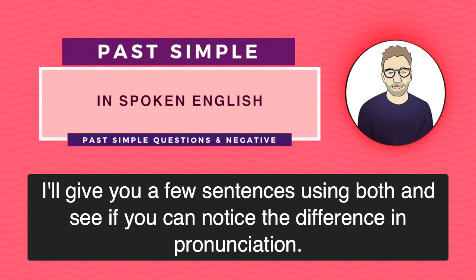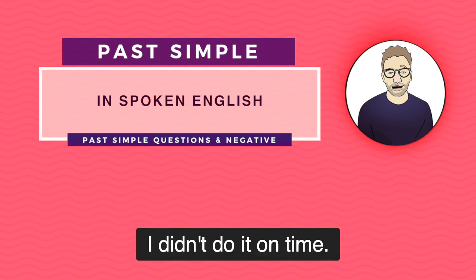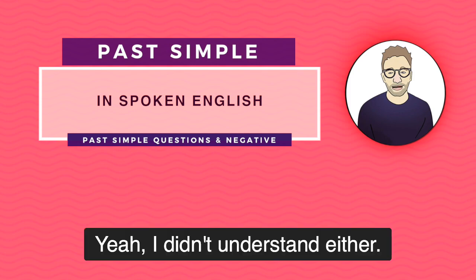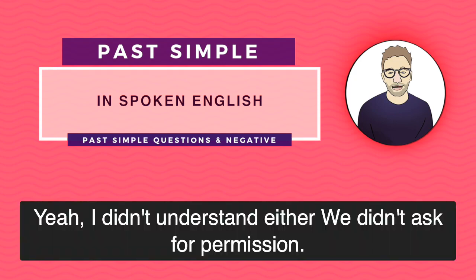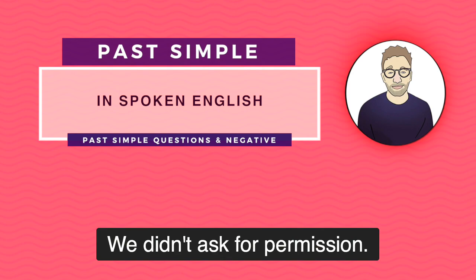I'll give you a few sentences using both and see if you can notice the difference in pronunciation. I didn't do it on time. I didn't do it on time. Yeah, I didn't understand either. Yeah, I didn't understand either. We didn't ask for permission. We didn't ask for permission.